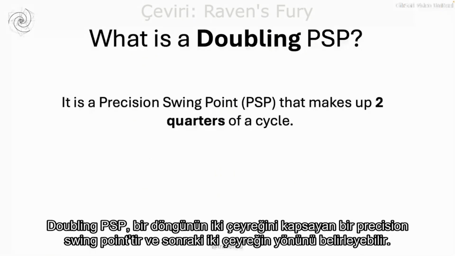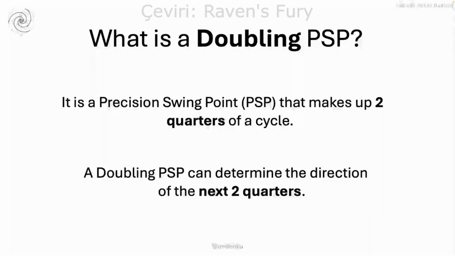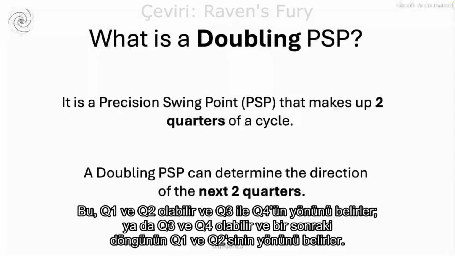It's a precision swing point that makes up 2/4 of a cycle, and it can determine the direction of the next 2/4. So this could be Q1 and Q2, and it can determine the direction of Q3 and Q4, or it could be Q3 and Q4 and determine the direction of Q1 and Q2 of the next cycle.